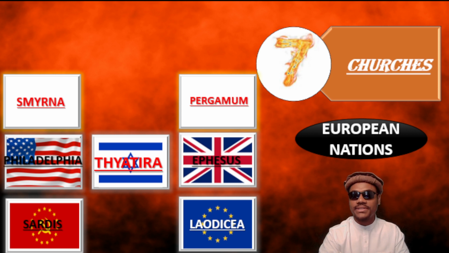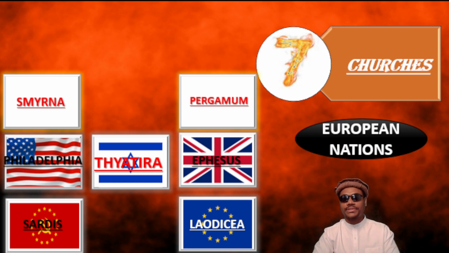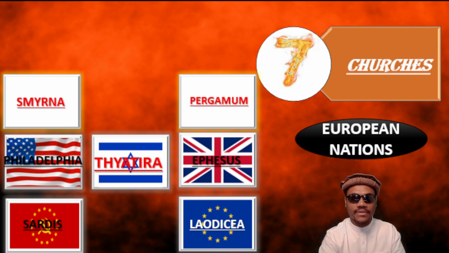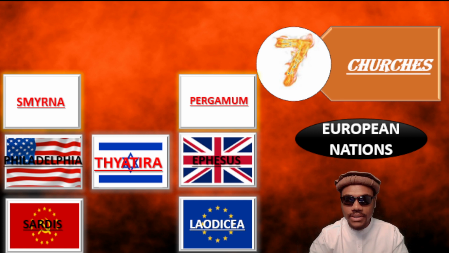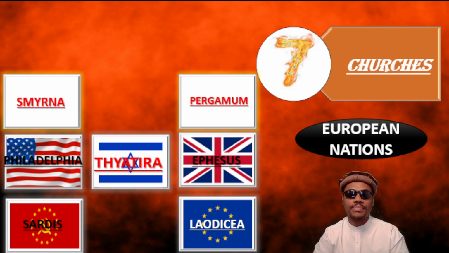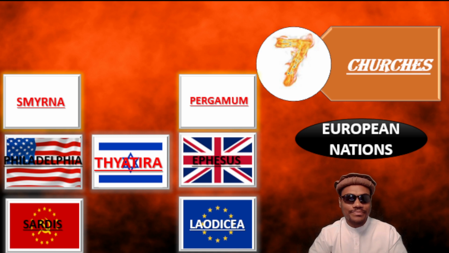There you have it, brothers and sisters. The 7 churches, which are 7 European nations. And this is the basis of the book, these 7 European nations. So the 7 churches that were being spoken to were these 7 European nations.